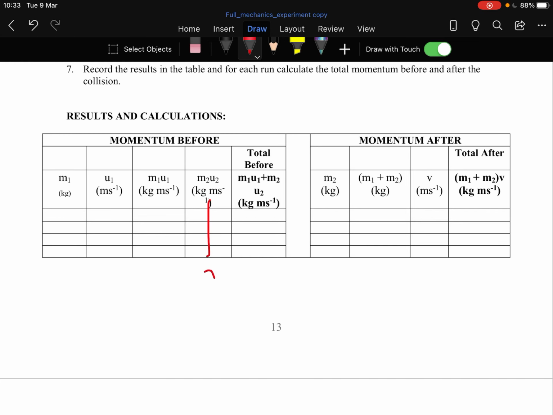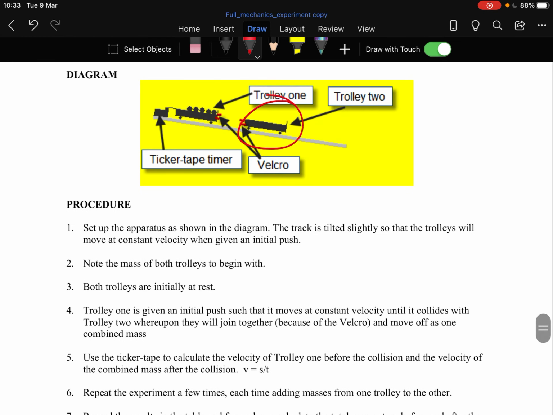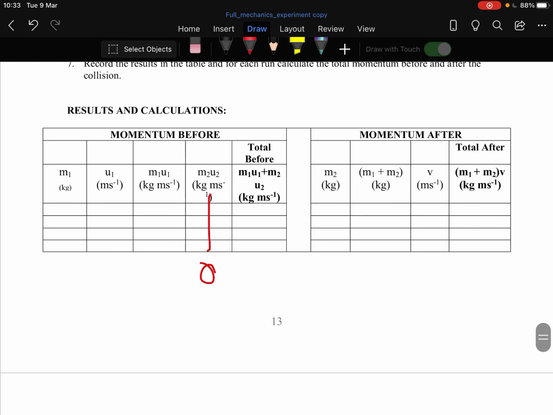For before, these are all going to be 0 because trolley 2 isn't moving, you see. So trolley 2 isn't moving, so it's always going to be 0 in the before, okay? Anyway, so what's the mass of trolley 1? What's the speed of trolley 1? And then add them together, okay? So it's basically just this, right? After, okay, it's basically what was the mass of trolley 2, the mass of the 2 trolleys stuck together, and then the speed of the objects, the 2, because they stick together, so they become this.